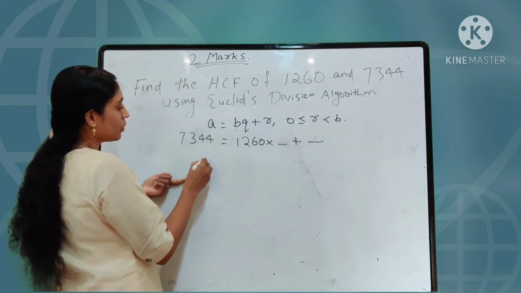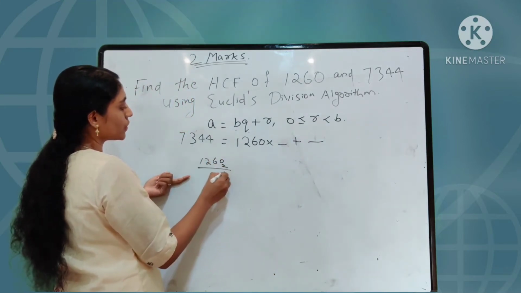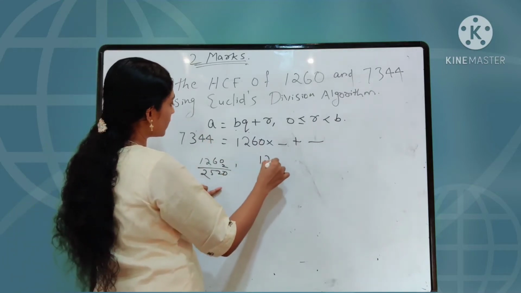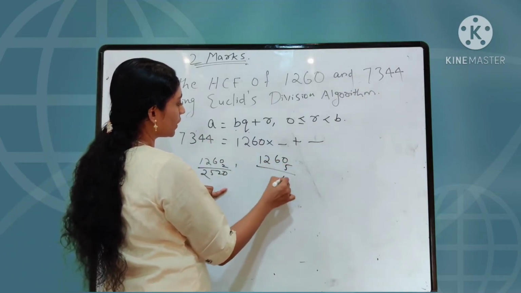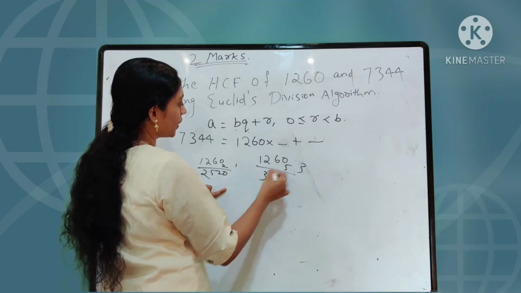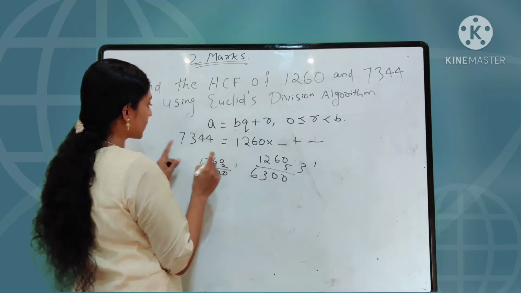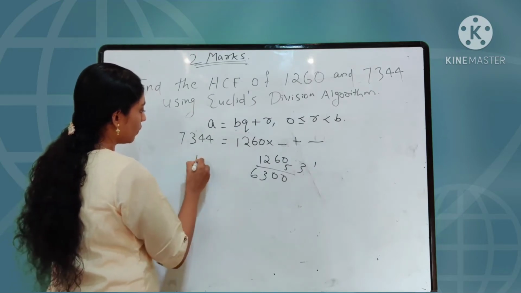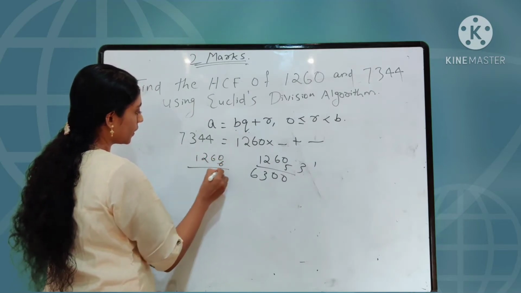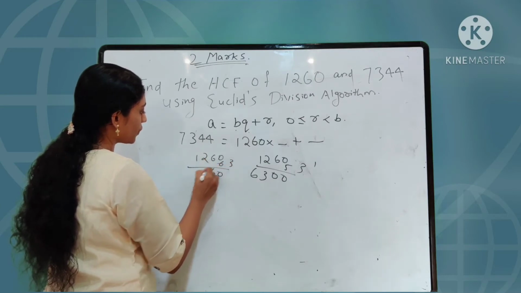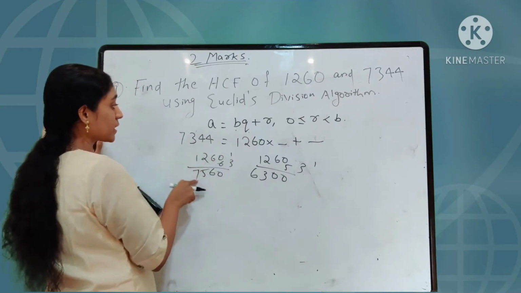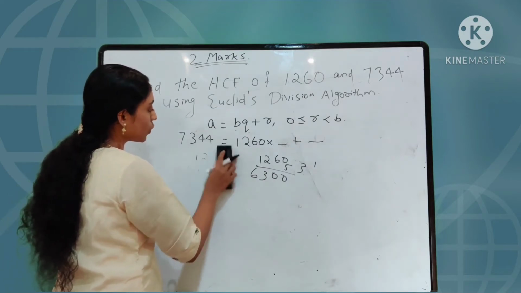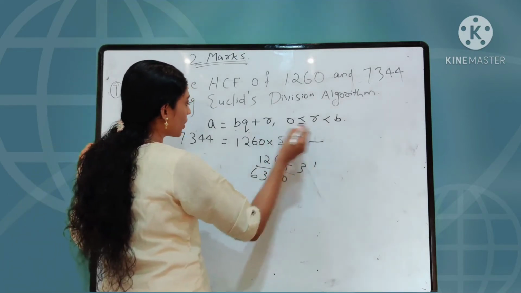So 1260 into 2, 2520. So we can consider some larger number, right? Into 5 it is 6300. Okay, what about 1260 into 6? What is the answer? 7560, which is greater than this one. So consider this one, that is 1260 into 5 plus what is remainder?